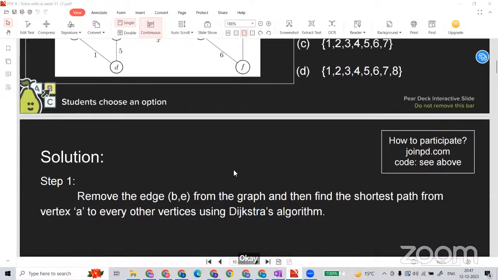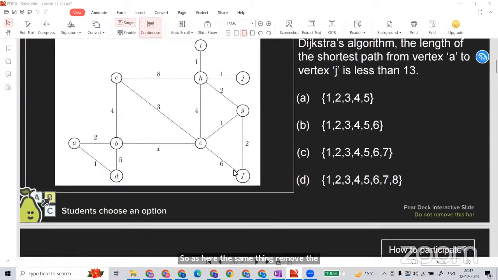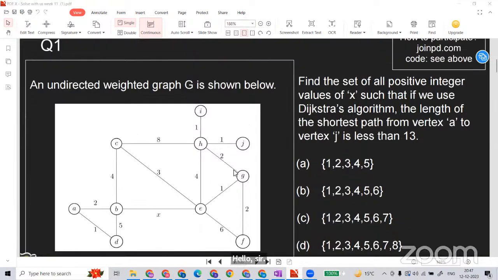Hello, sir. Yes, sir, where do we find this PDF in the dashboard? This PDF I will update in the live session summary, then all of you will get it. Okay, sir. Today I will update it. Okay, sir. Thank you, sir.